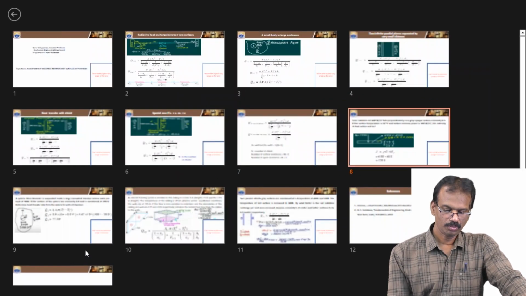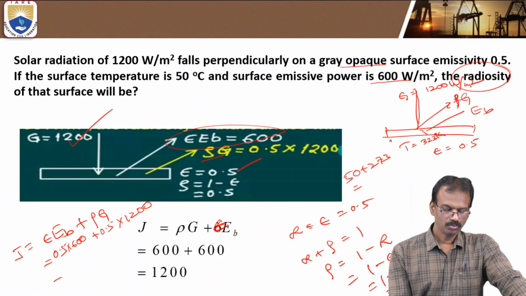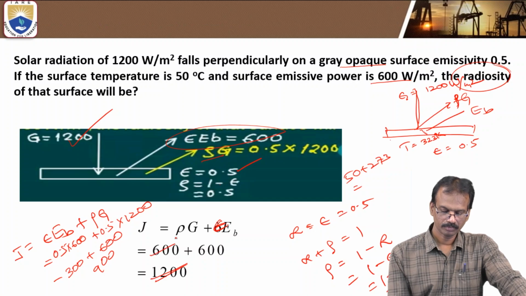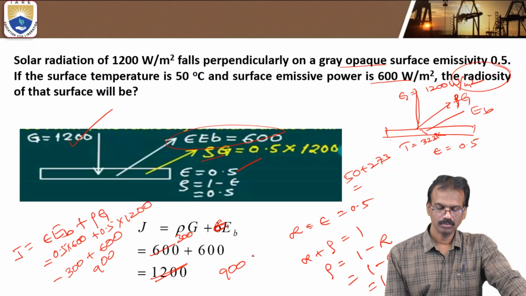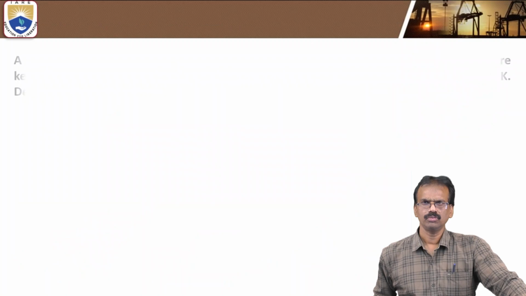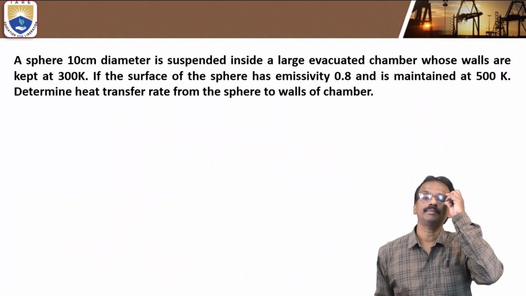Okay. So it means 0.5 into 600 means this one is 300, plus this one is 600. So the value is equal to 900. So you can see this one is 900 watts per meter square. So this is the value of this one. So we'll see one more numerical here.